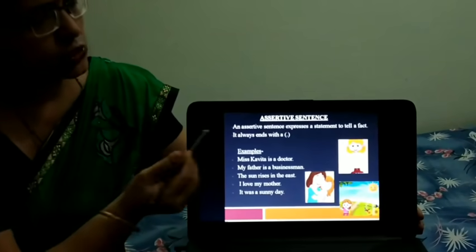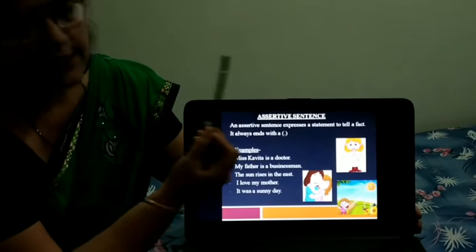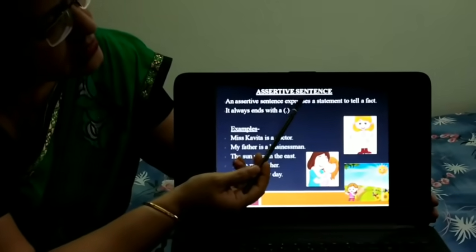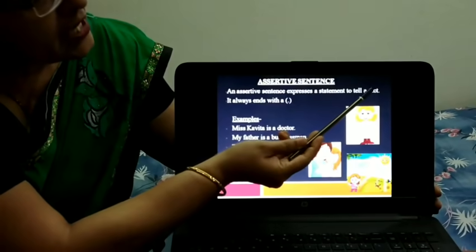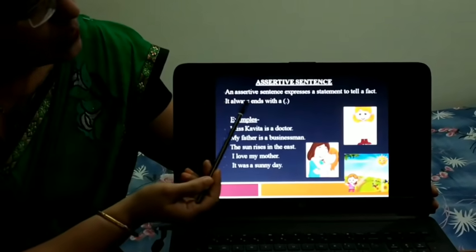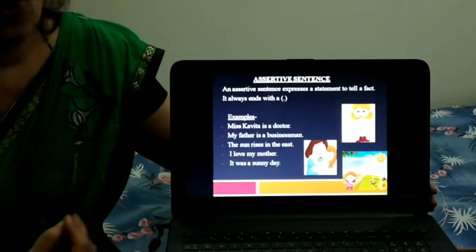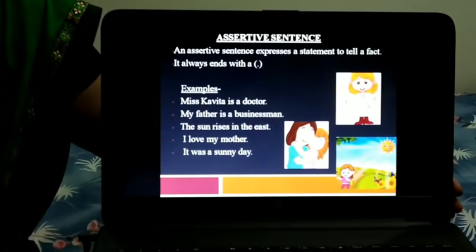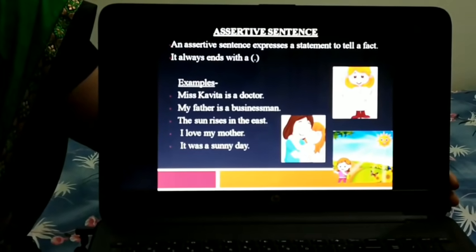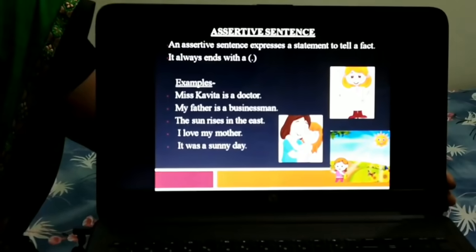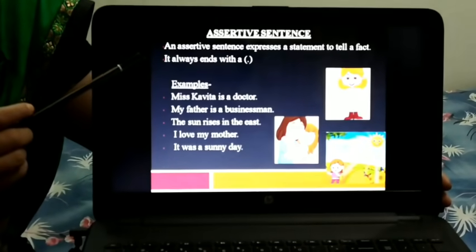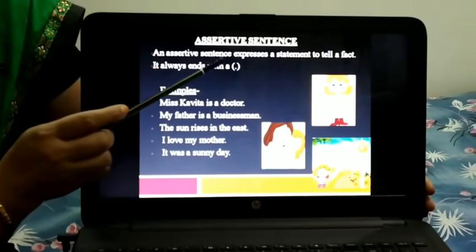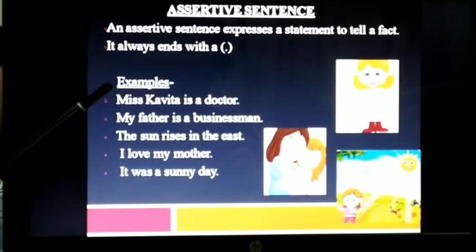Now, let's see students, what is an assertive sentence? An assertive sentence expresses a statement to tell a fact. It always ends with the full stop. So remember students, an assertive sentence expresses a statement to tell a fact and it always ends with the full stop. Always put the full stop at the end of the assertive sentence.